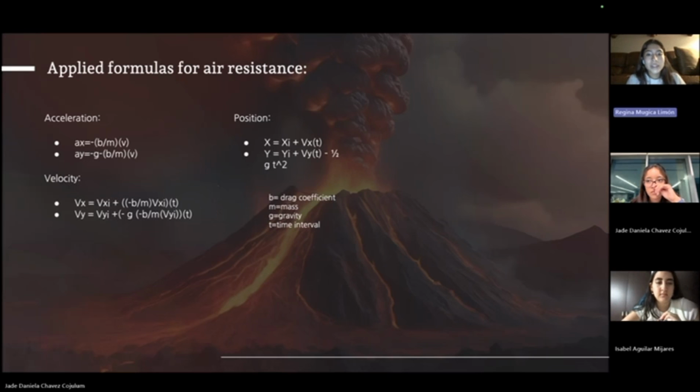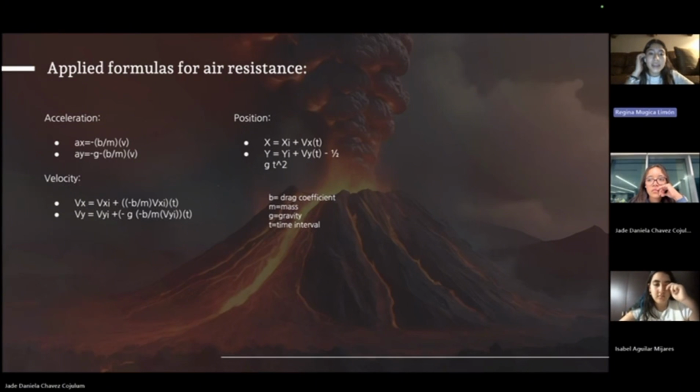These formulas show how air resistance affects the motion of an object, in this case something like volcanic ash or rock ejected during an eruption. Acceleration formulas tell us how the speed changes over time. The term b over m shows how air resistance slows down the object. Velocity formulas show how fast the object moves in the x and y directions. Air resistance makes it lose speed as it moves. Position formulas help us find where the object is at any moment, how far it travels horizontally, and how high it goes before falling back down. The letter b means air resistance, m is for mass, g for gravity, t for time, and dt for the time interval.